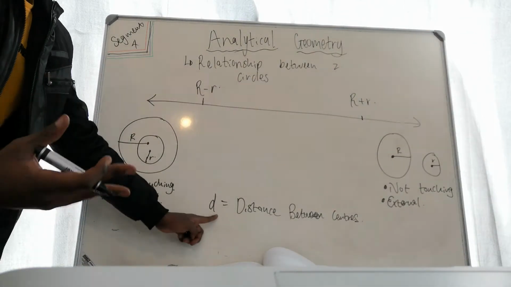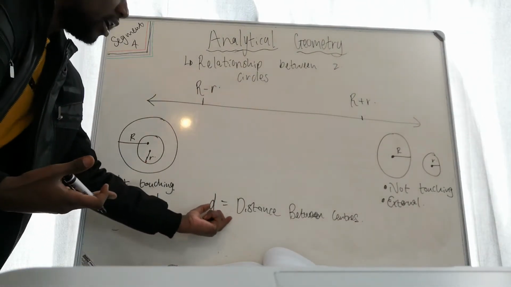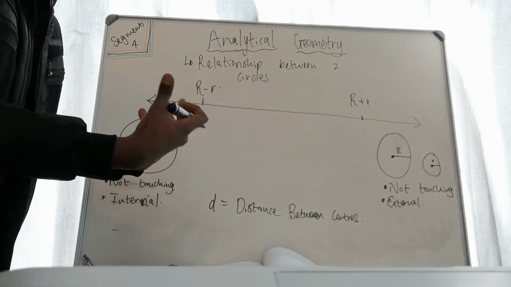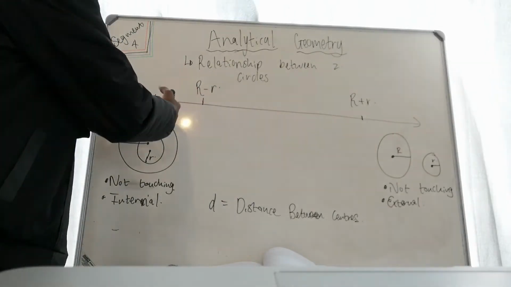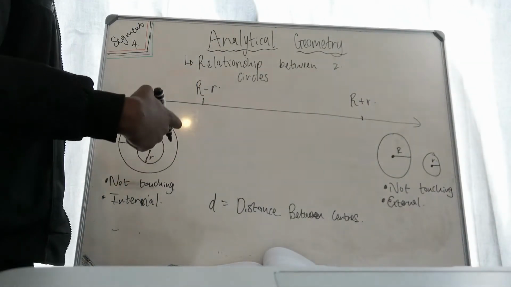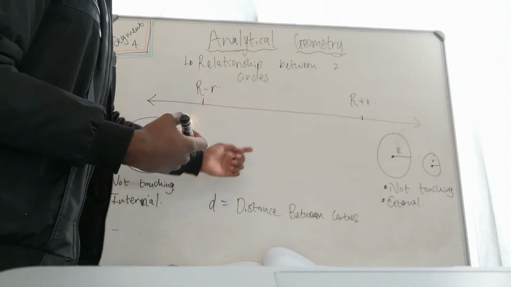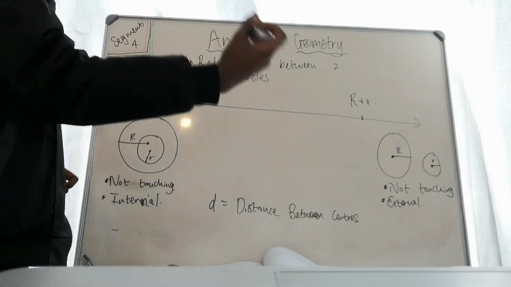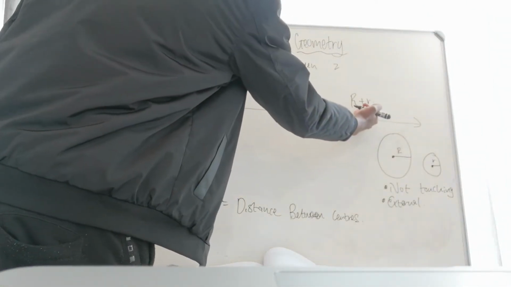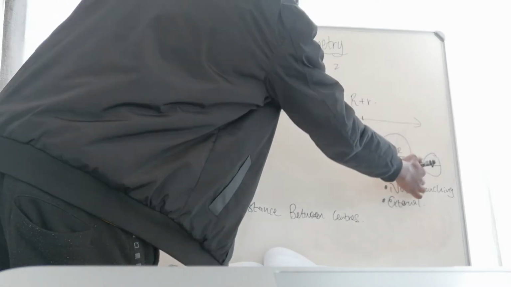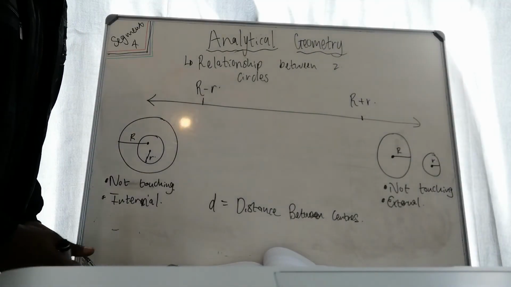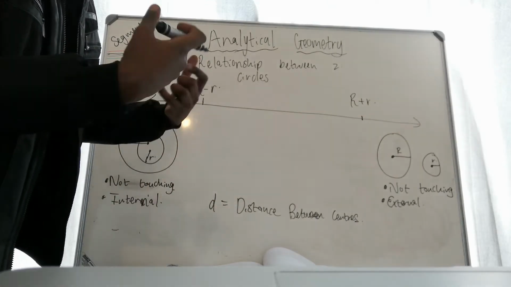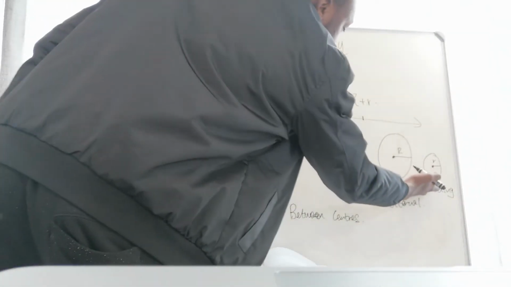So what we're actually doing in this exercise is we're calculating what that D value is, right? And then once we're done calculating it, we're going to look at the spectrum and ask how does the D value tell us how far these circles are from each other? If the D value is higher than the R plus r, then these circles look like that. They're further from each other, they're not touching, and they're external from each other. So they look like that.